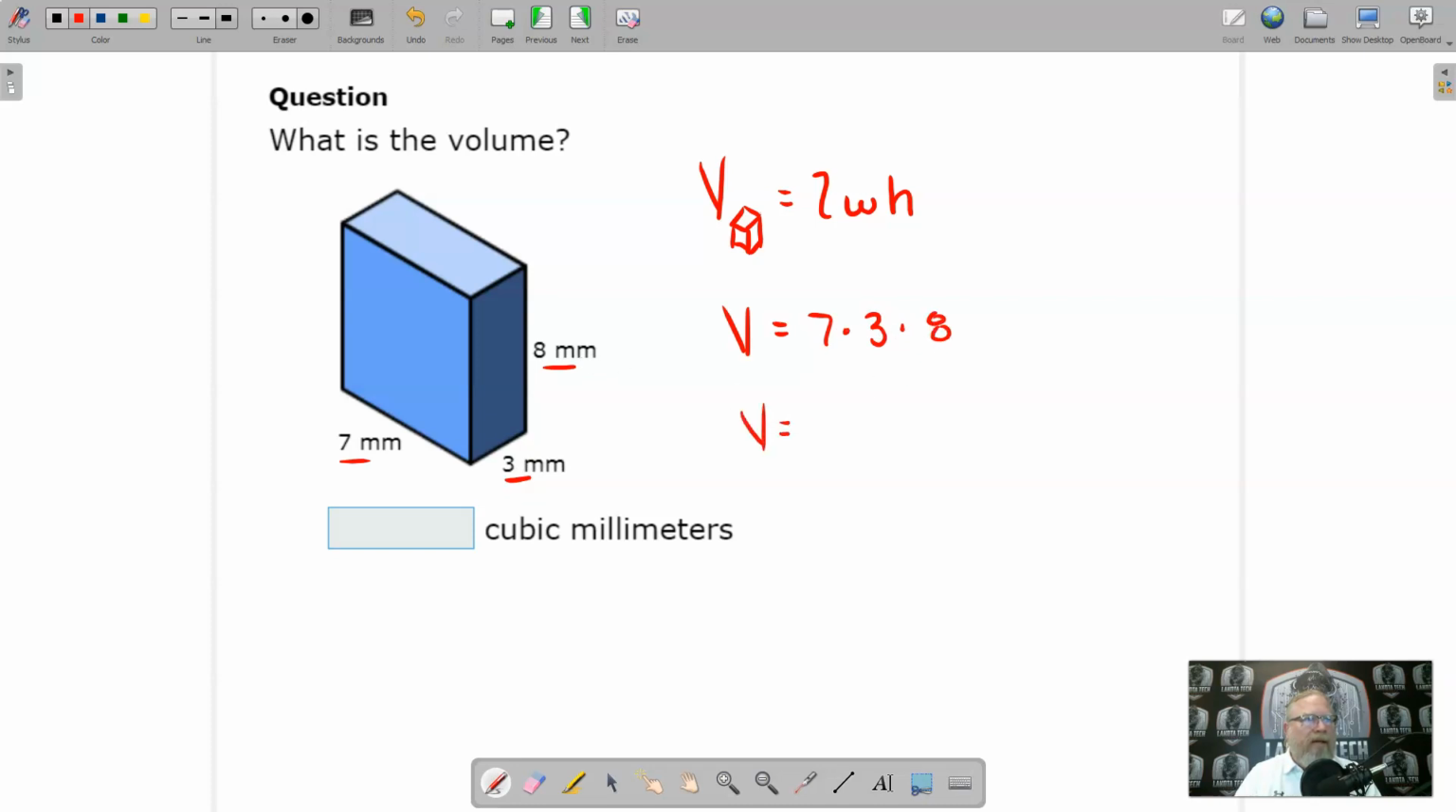So volume equals 7 times 3 is 21. And 21 times 8 would be 168. I will verify that with my calculator. 21 times 8 is indeed 168. So 168 cubic millimeters. Again, volume of a rectangular prism, length times width times height.